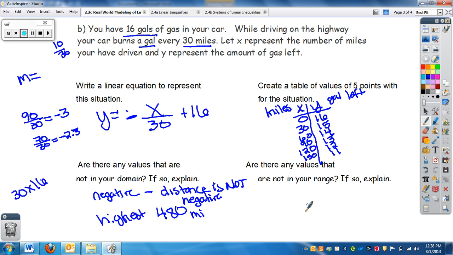So are any values not in your range? Well, since you have a max of 16, and then you have a min of 0 gallons. You can't have negative gallons. So this is kind of your explanation. You can't have negative gallons, or you can't have more than 16 because your tank only has 16 gallons in it.